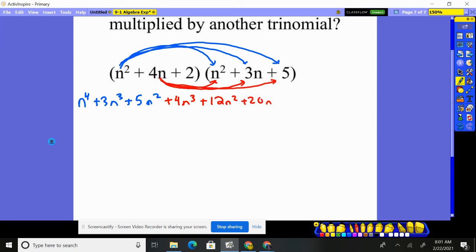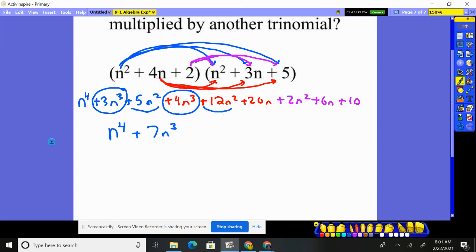Almost there. Let's go with purple. 2 distributed through is 2n squared. 2 through that 3n is 6n. And 2 through to the 5 is 10. Now all we have to do is combine like terms and we're set. n to the fourth is by itself. 3n to the third, 4n to the third. That's all we have. 3 and 4 is what? 7.